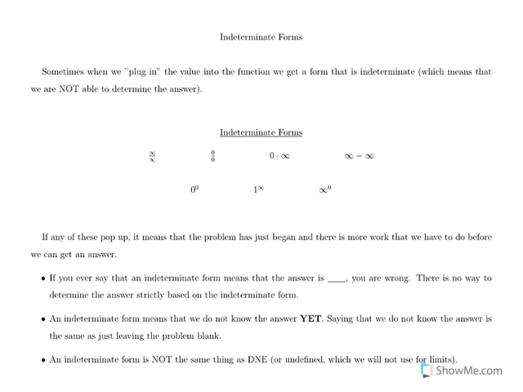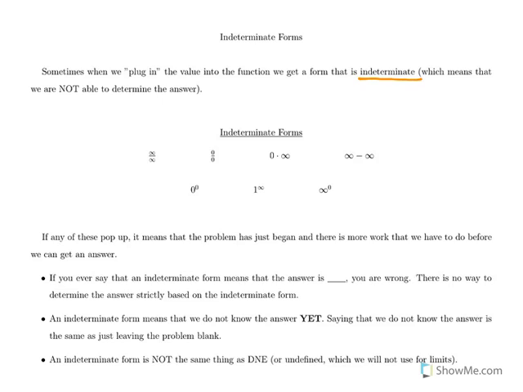So sometimes when we plug the value into the function, we get a form that we're going to call indeterminate. What indeterminate means is that we are not able to determine or come up with the answer based on that form. So we have 7 indeterminate forms. Some of these we're going to see much more than others. In fact, they're listed in the order that we're going to see them a lot. We're going to see infinity over infinity, 0 over 0. Those are the indeterminate forms we're going to see the most of.